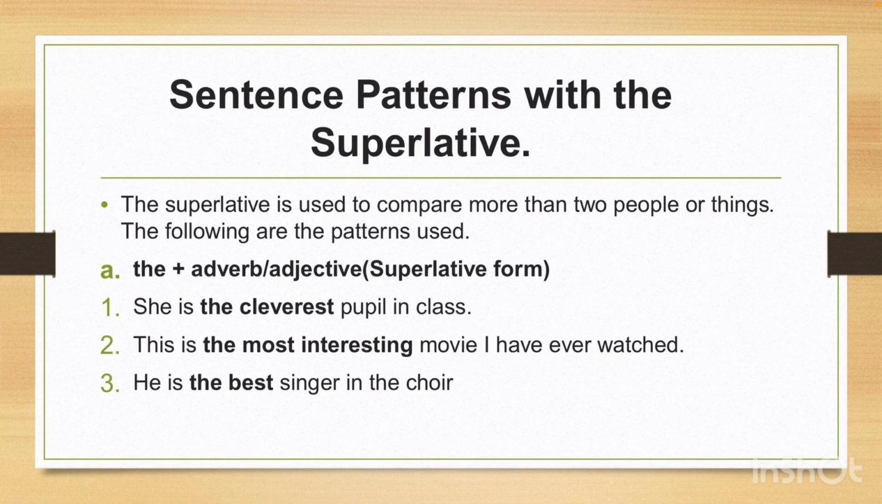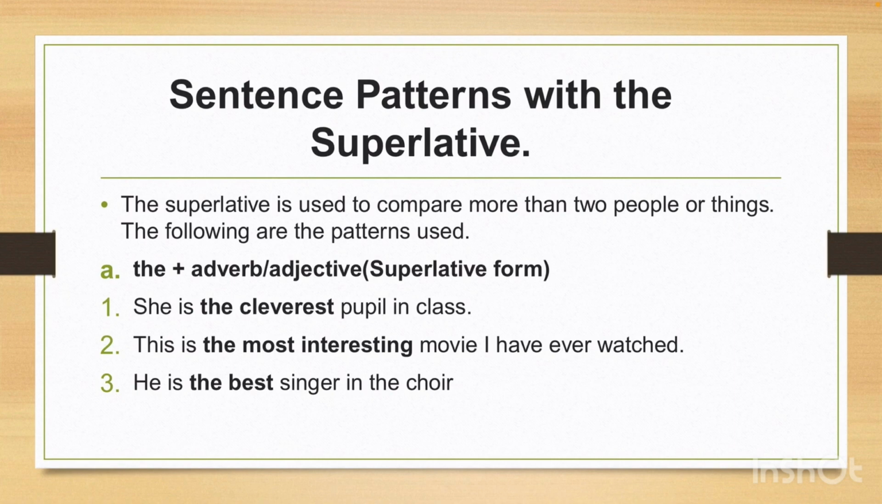Now, this is superlative. So we have this pattern here: the plus adverb or adjective, which would be in superlative form. She is the cleverest pupil in class. If you're comparing Mulenga and Chanda, we are going to say Mulenga is cleverer than Chanda. But we are comparing this she to all the pupils in class. So we cannot say she is the cleverer pupil in class. That will not make sense. So she is the cleverest pupil in class.